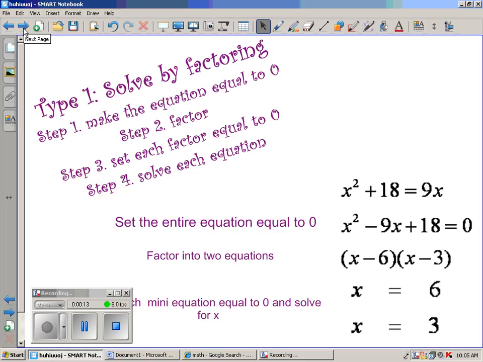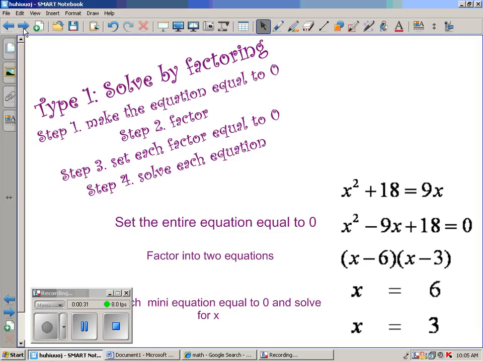The first step is to make the equation equal to 0. The second step is to factor the equation. For the third step, you're going to set each factor equal to 0, and then finally, the last step is to solve each equation. The first problem is x squared plus 18 equals 9x.